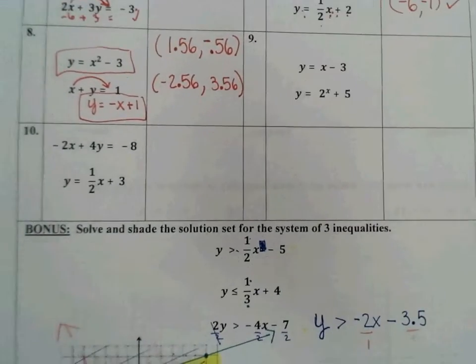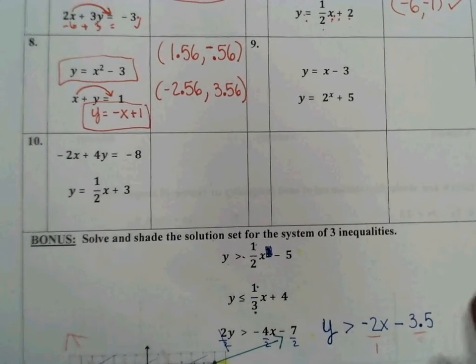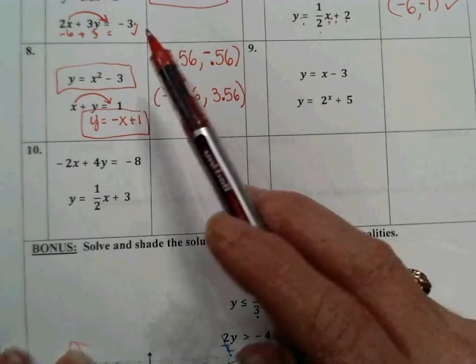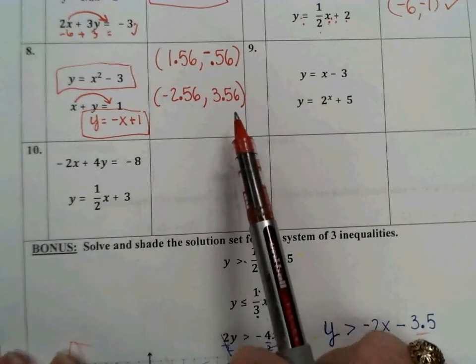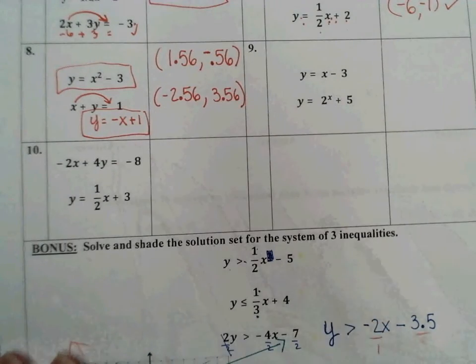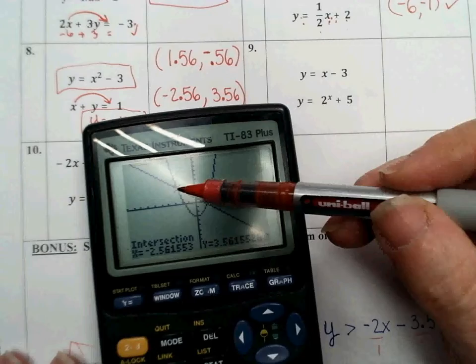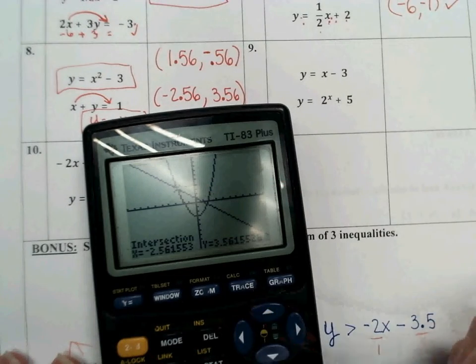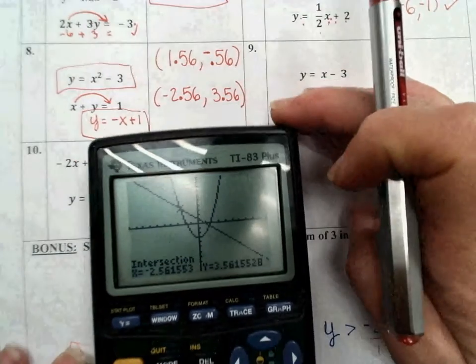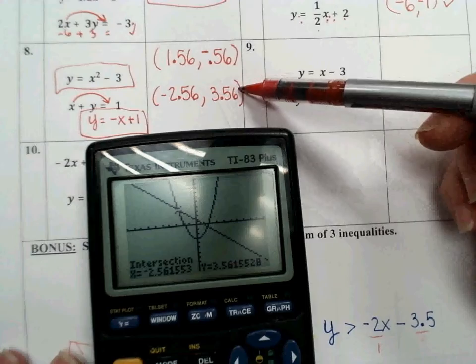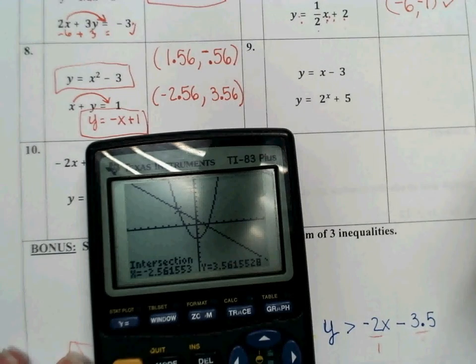So if you just finished watching the video of numbers 6 through 8, it looks like the camera froze a little bit on that last one, but what we did is we pulled our cursor over to this side and hit second trace 5, enter, enter, enter, and our point of intersection was this ordered pair. So I'm ready for number 9.